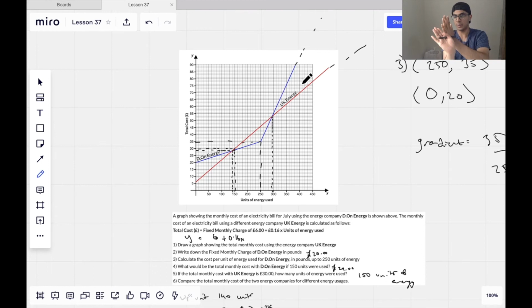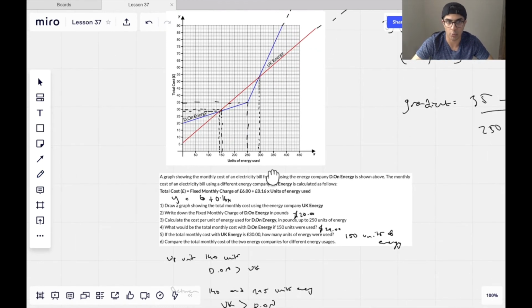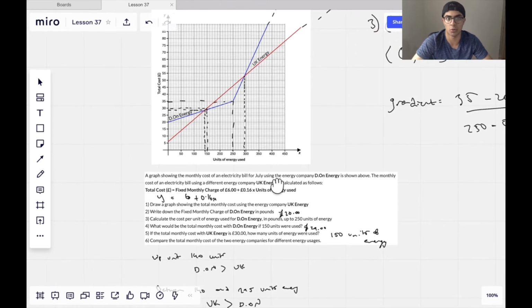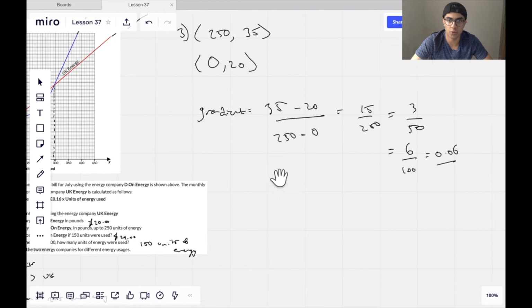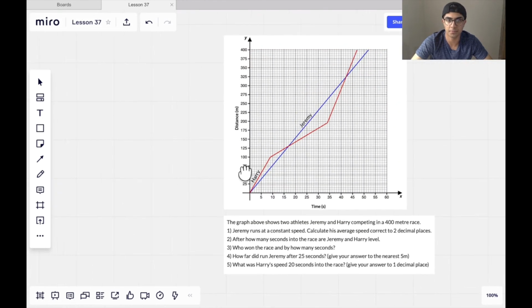If there are two lines that meet here, and the top line is steeper, it will be increasing quicker than this line. So the shallower line will never catch up. The UK energy red line will never catch up with the blue line as long as the gradient doesn't change. And we can assume the gradient doesn't change because we're not told that it does. Okay, let's move on to the next question.